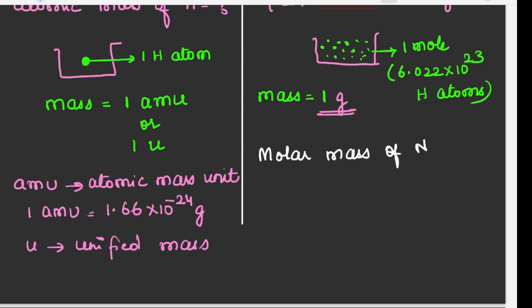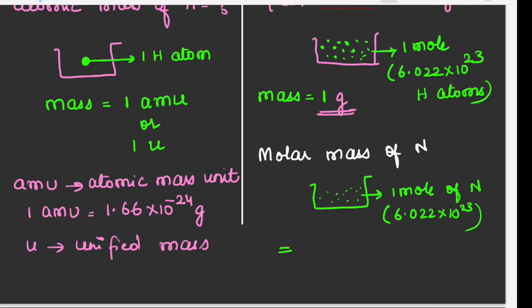What is the meaning of this? We are going to take a beaker. In this we are going to take 1 mole of nitrogen atoms. So 1 mole means how many atoms we are going to take? 6.022 into 10 to the power of 23 nitrogen atoms we are going to take in this. And what will be the mass you are going to get now? Here you will be getting the answer as 14. What is the unit you are going to use? It is grams. So molar mass of nitrogen will be 14 grams.